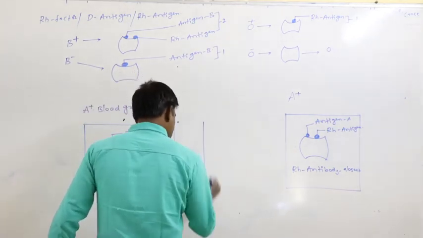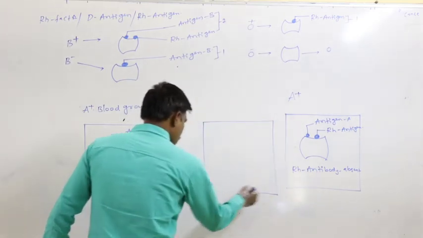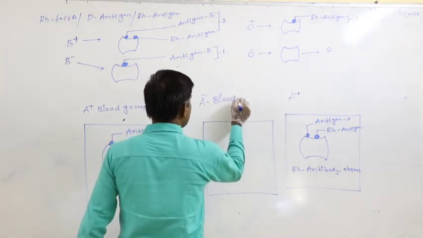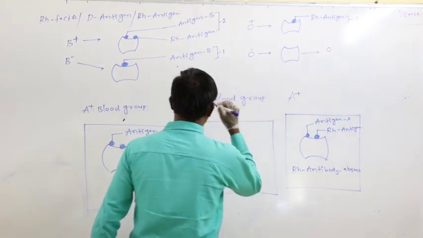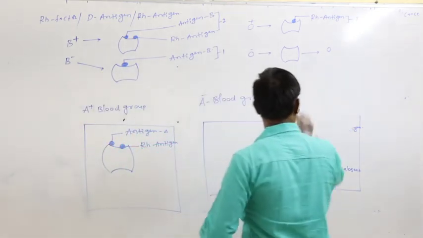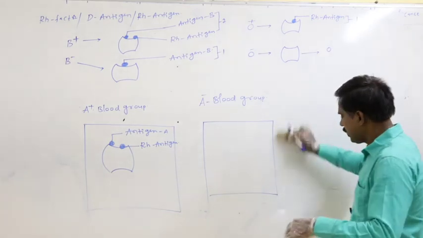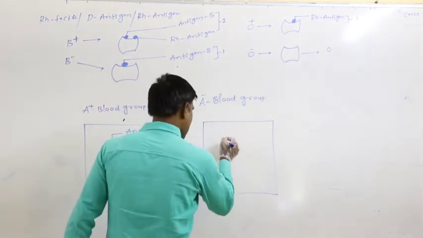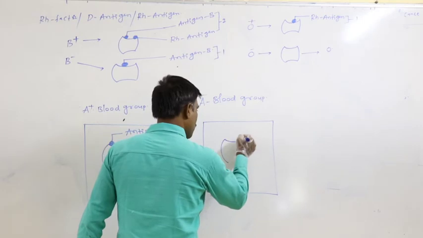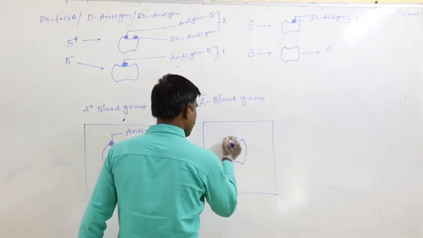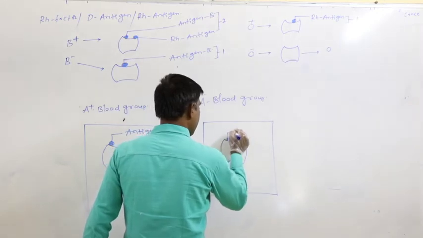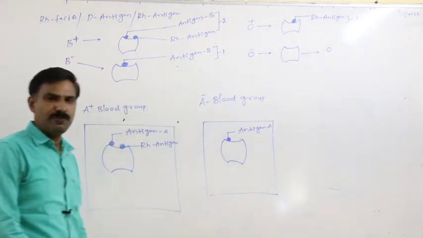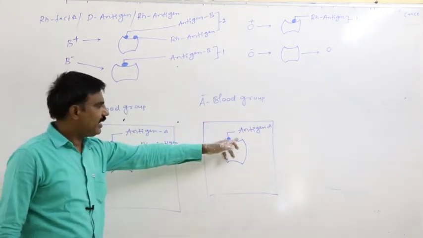Whenever this blood is transferred into an A negative blood grouped person, he is the A negative blood grouped person. In the A negative blood grouped person, what is the condition? Only on the surface of RBC, antigen A is alone present. Rh antigen is not present.